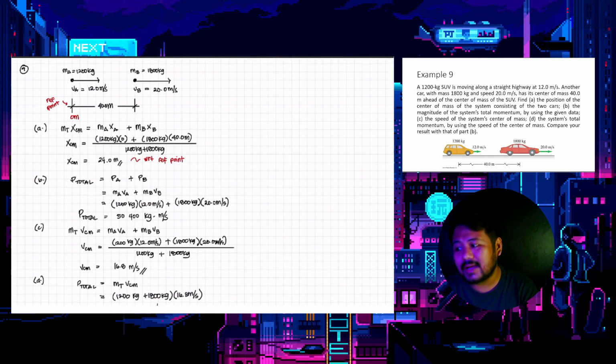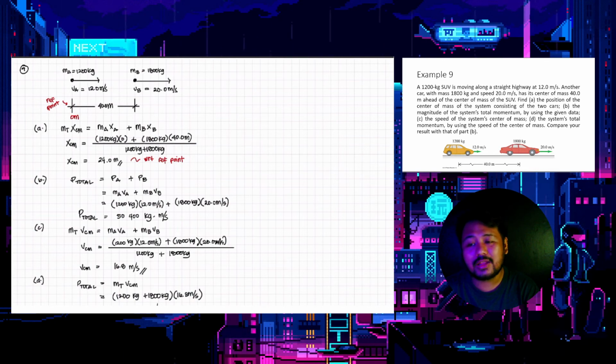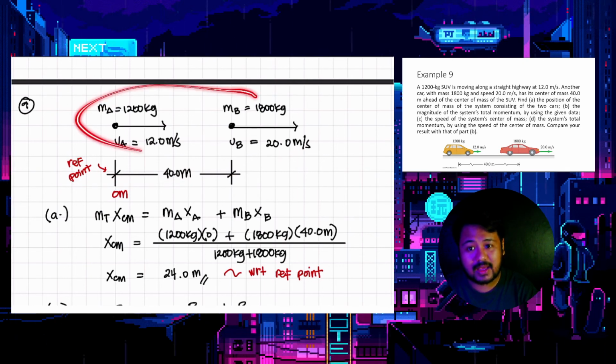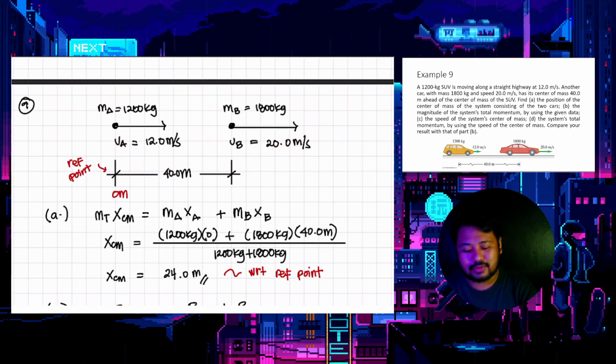B, the magnitude of the system's total momentum by using the given data. C, the speed of the system's center of mass. D, the system's total momentum by using the speed of the center of mass, and compare our results with part B. We now have this simple illustration wherein we have MA and MB already. So we have the 40.